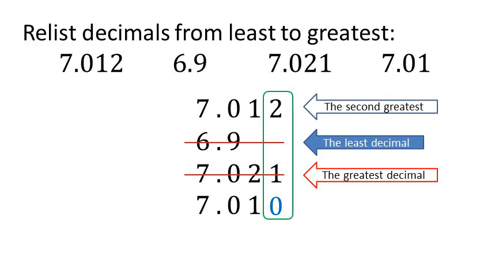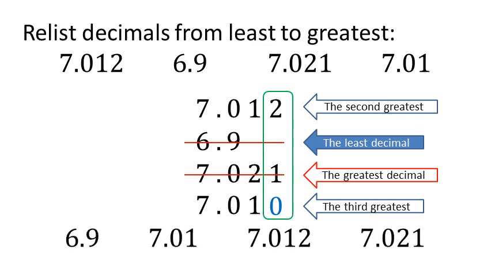So 7.012 is the second greatest decimal, and 7.01 is the third greatest decimal. So the decimals from least to greatest are 6.9, 7.01, 7.012, and 7.021.